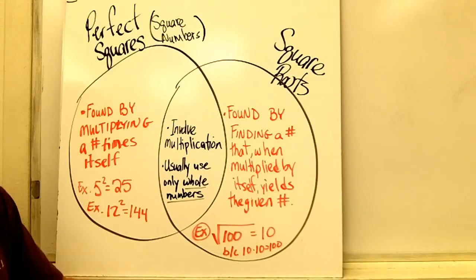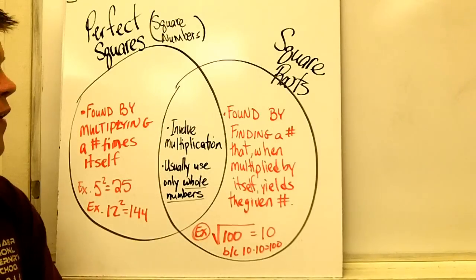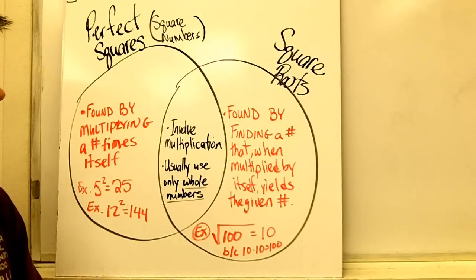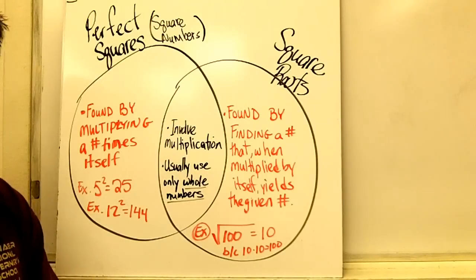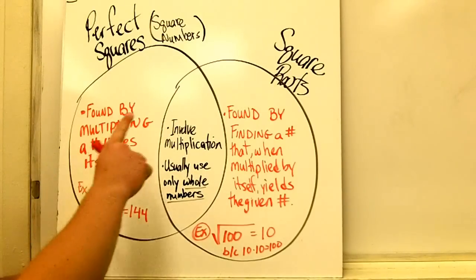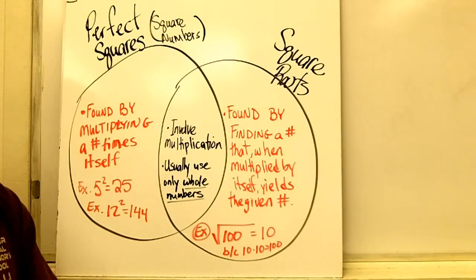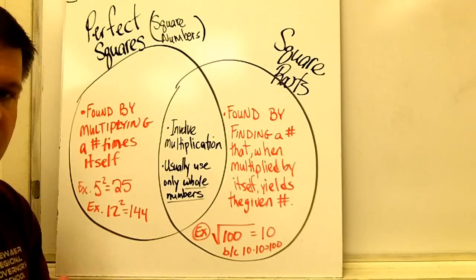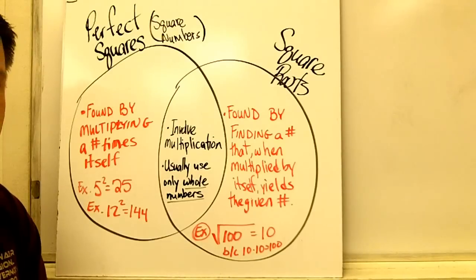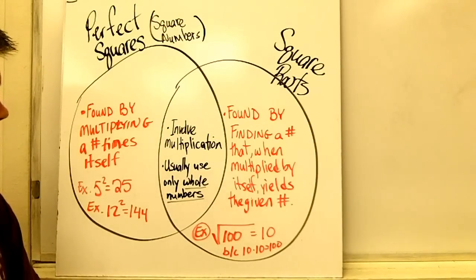And just to give it a quick read, a square root is found by finding a number that, when multiplied by itself, yields the given number. So it's kind of the opposite of this. These are kind of opposites to one another. That's why I call them inverses. How are they similar? Well, they're similar because they both involve multiplication in some way. Either by checking the work or by actually finding the answer, we can use multiplication to facilitate that. We also usually use only whole numbers.